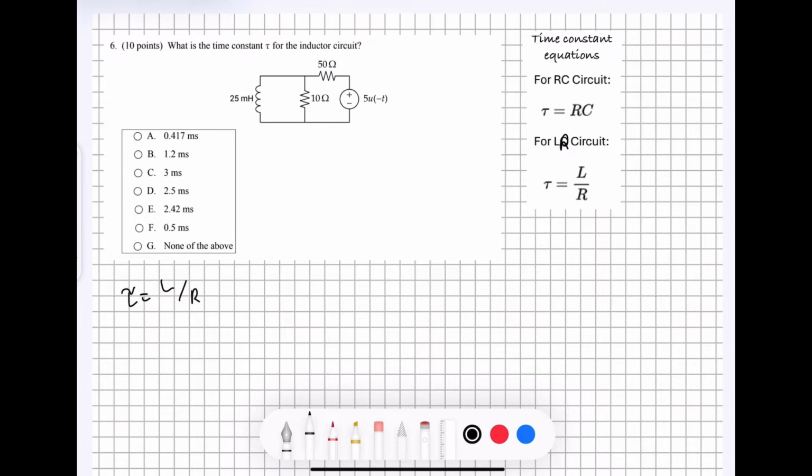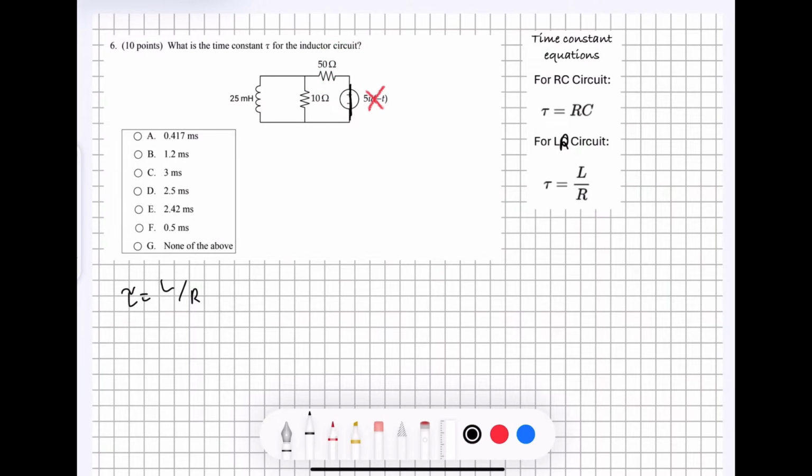In order to figure out what our L and R values are going to be for this problem, we need to find out what the equivalent resistance is, and in order to do that, we are going to turn our voltage source off. If the voltage source is turned off, it's going to become a short circuit. If this was a current source, it would become an open circuit, but since it's a voltage source, it's going to be a closed circuit, and that means we are going to have to find the equivalent resistance with our 10 ohm resistor and our 50 ohm resistor.